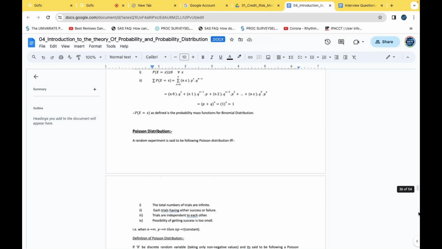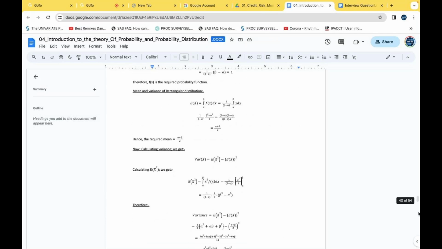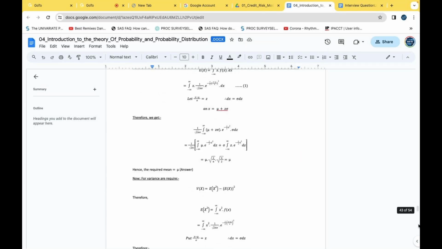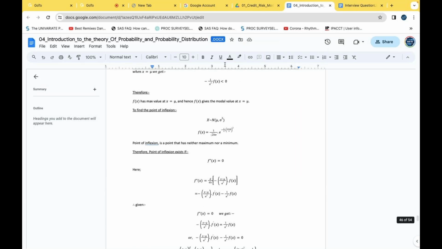Right. So all the detailings are done over here, right? So you can download them and you can go through them. If you are not comfortable reading the proofs, you need not do the proofs, right?